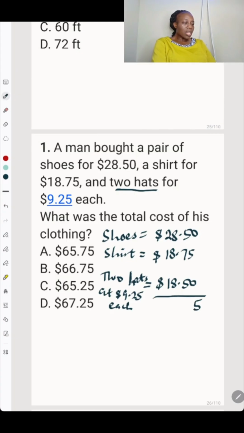Because the question says the total cost of his clothing, like everything added, we want to add everything. So 5 plus 7, 5 plus 5, 10, plus 7, that will be 17. Let's keep 7, let's keep 1. 8 plus 8 plus 8 plus 8, 24, plus 1, that will be 25. Let's keep 2. 2 plus 2, that we kept, that's 4, plus 1, 5, plus that, 6. So the answer is $65.75. And the answer is A.